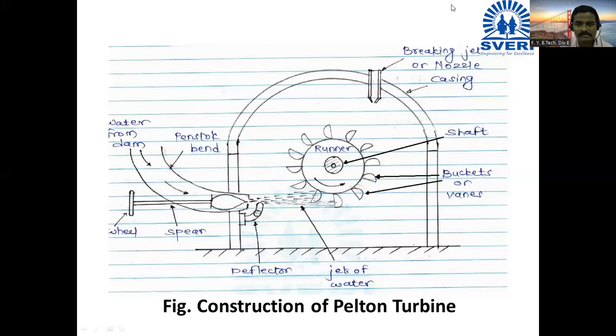Yes. Okay. If in the exam they ask, write a note on or explain the construction and working of a Pelton turbine, can you write the answer to this? Everyone can write? Definitely. Very good. Okay, so in short, I will give the points related to this Pelton turbine. Please note down.